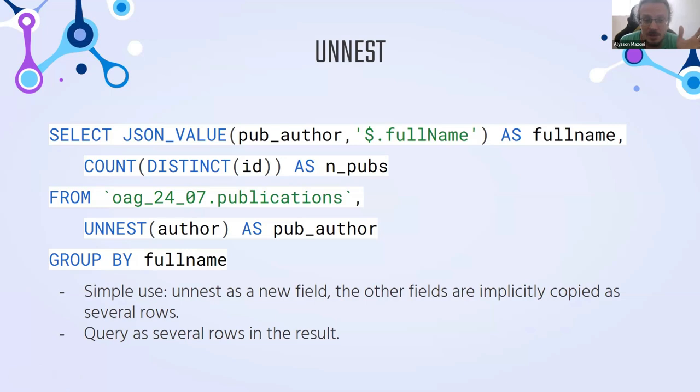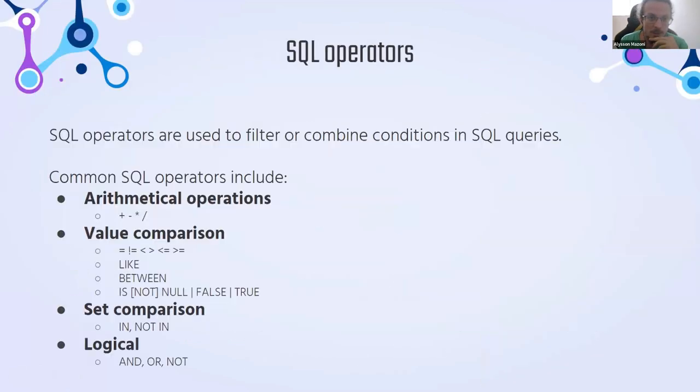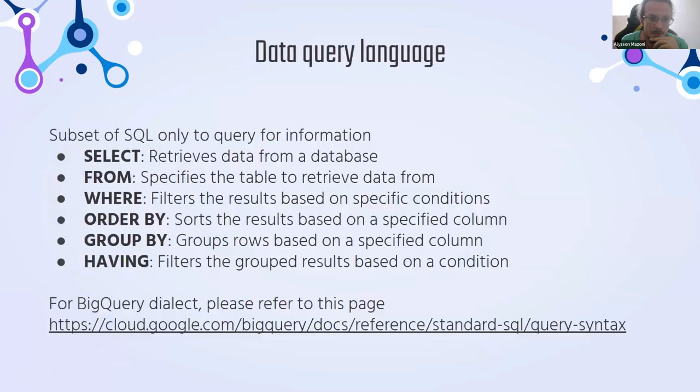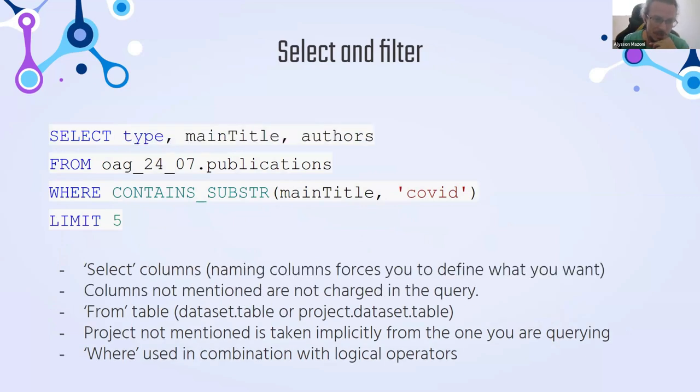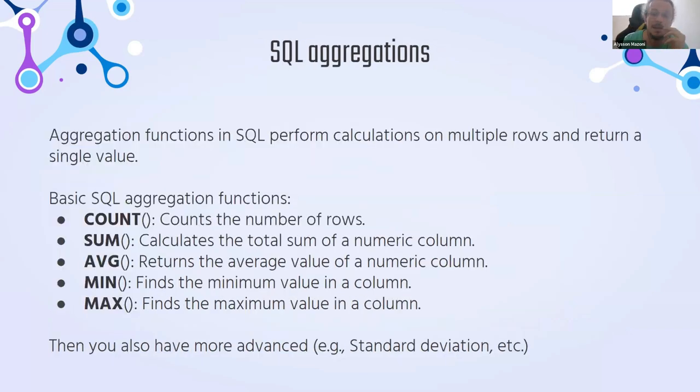But no, this is the set of tools that you will need. I'll just go quickly through it again. Mostly you need this set of keywords, of reserved words, for the queries: select, from, where, order by, group by, having. I showed you how to select columns from a table and filter given a certain value, combining logical operators and functions. I can select only the columns I want.